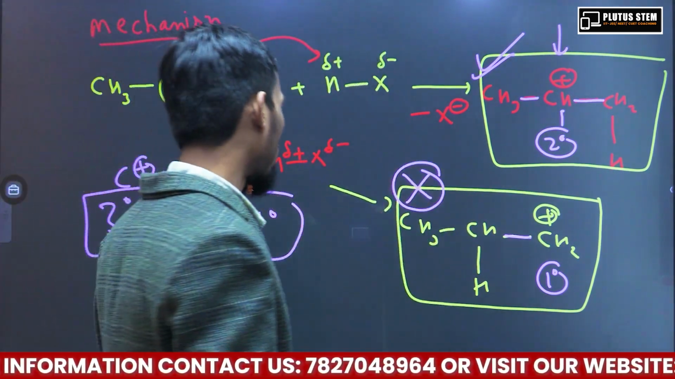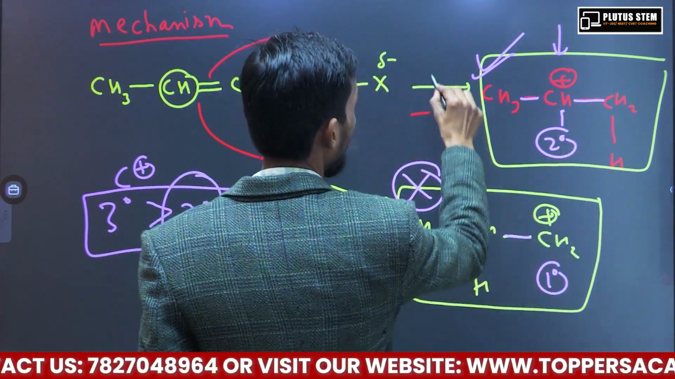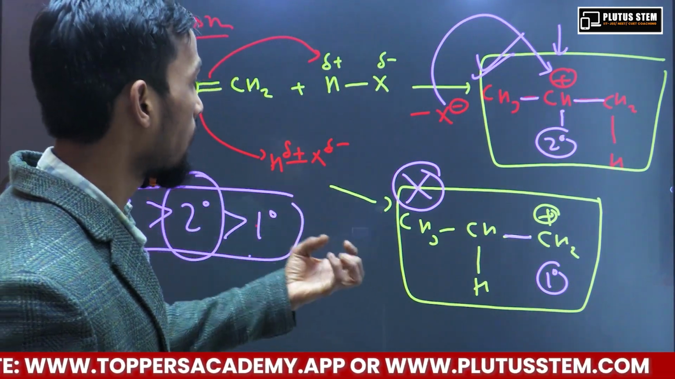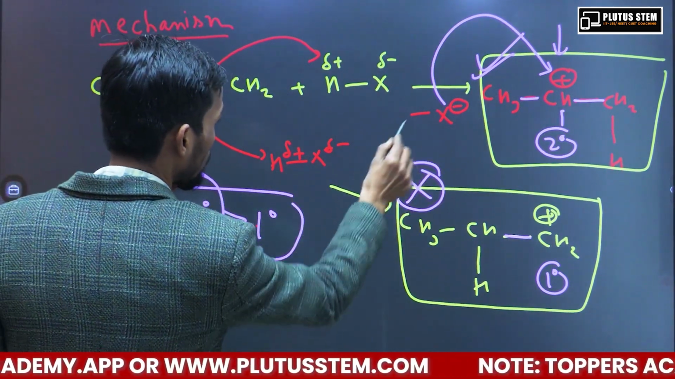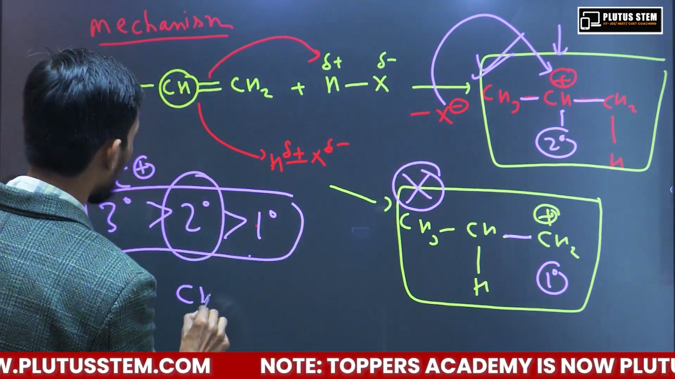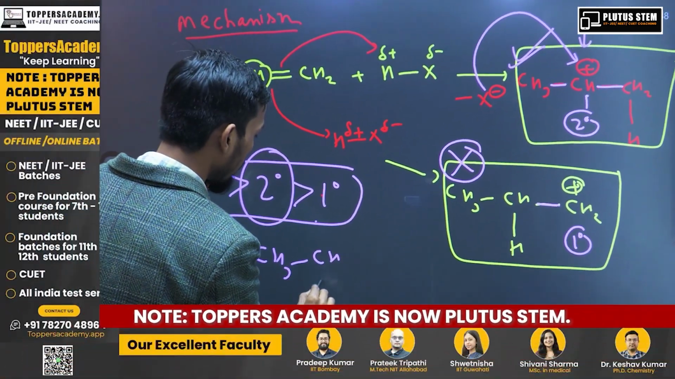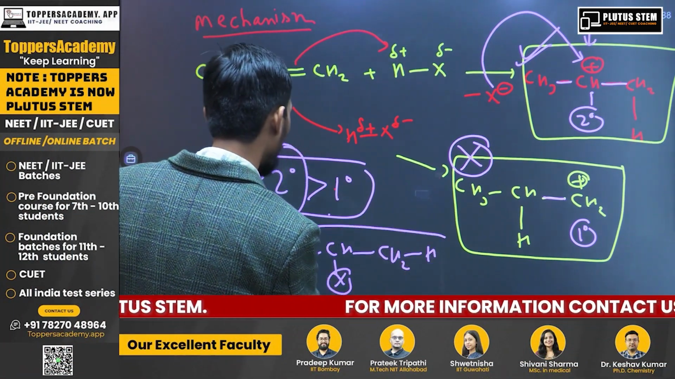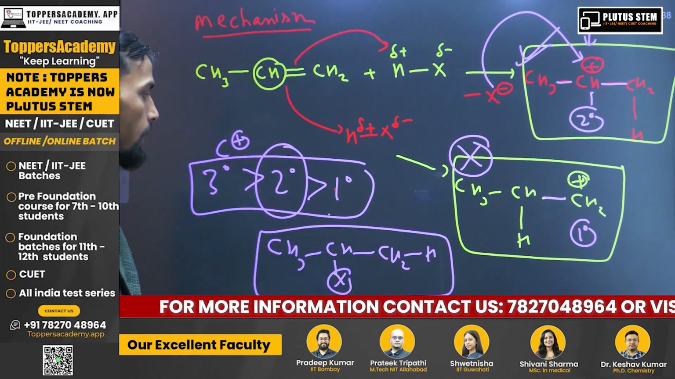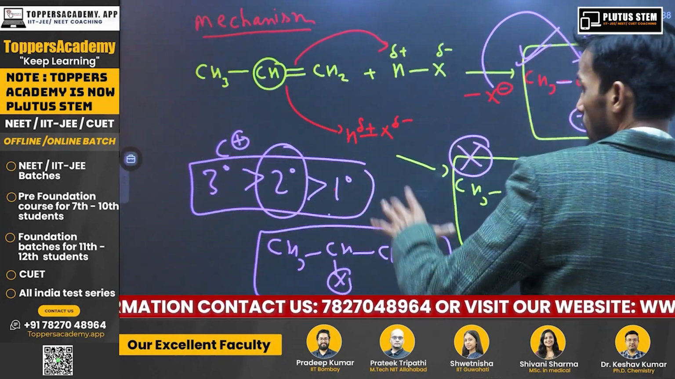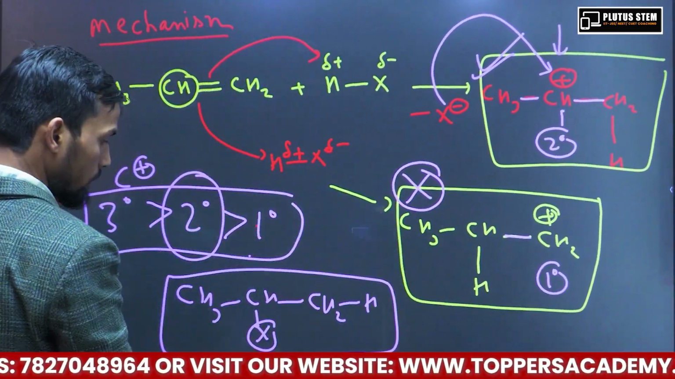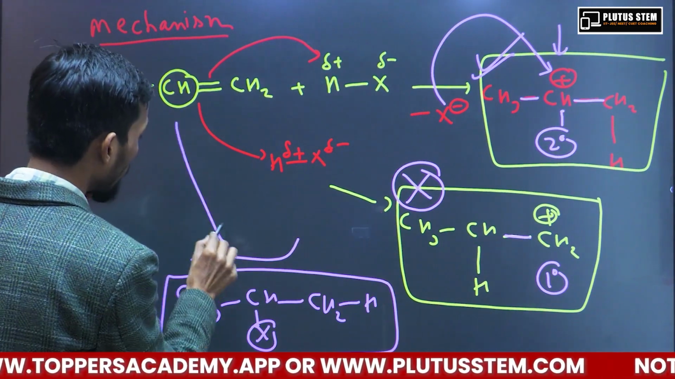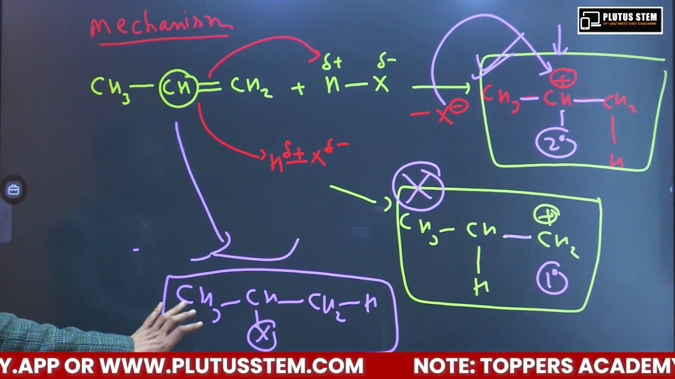So what we are going to get in the next step: this X negative will attack at this CH3, CH positive, single bond CH3, and the product which we are going to get from here will be CH3, CH, and X will attach at this side, and CH2, single bond H. This will be the major product. And now you can observe that from here to here, you can say you are following the Markovnikov rule.